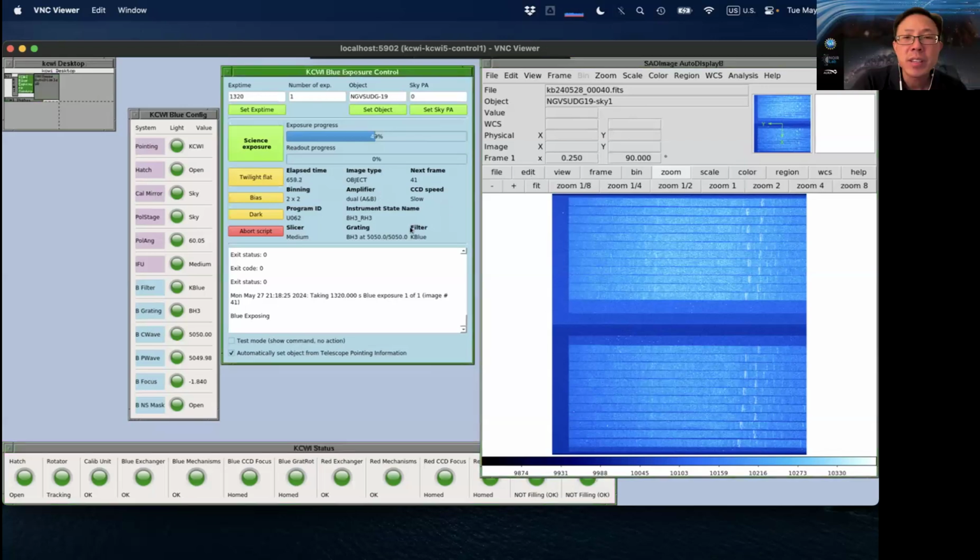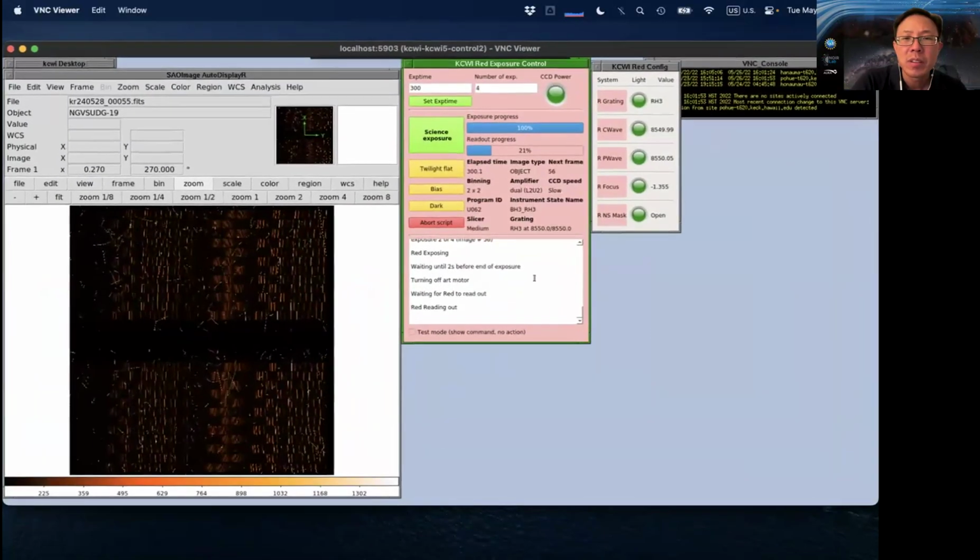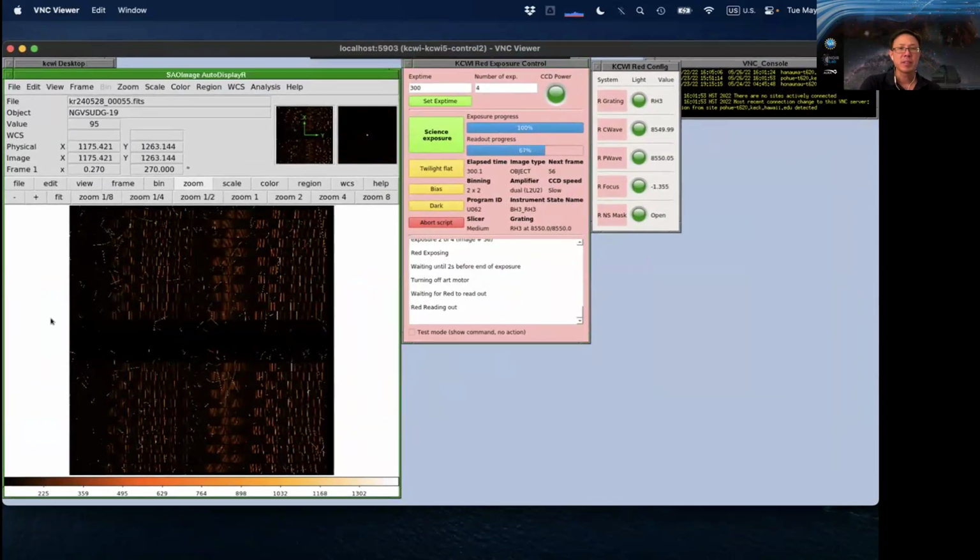Just finished our second exposure of 4. So here we can see exposure finished, and we're reading out this second exposure. And this will update pretty soon. I think the only thing that'll change is that the cosmic rays will be in different places.